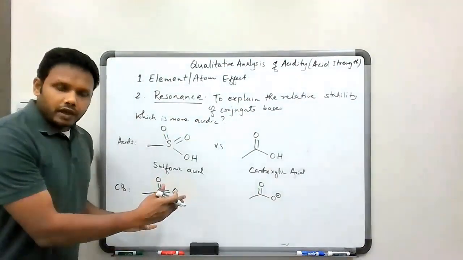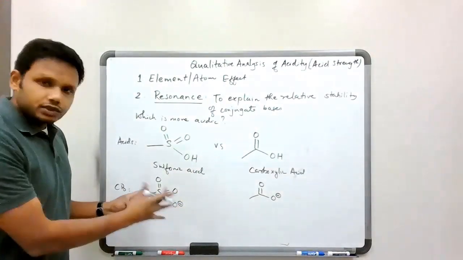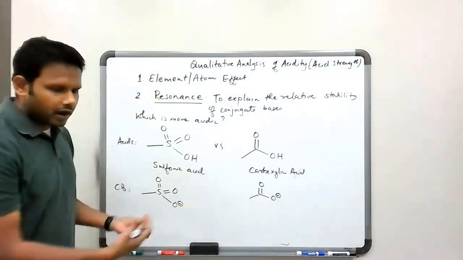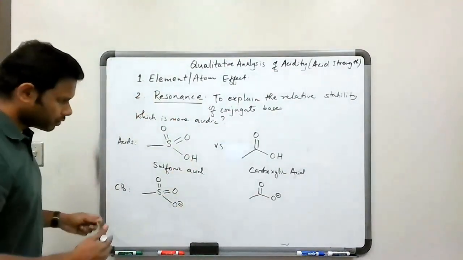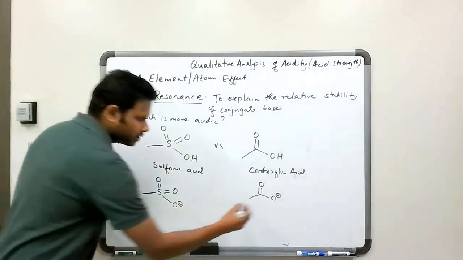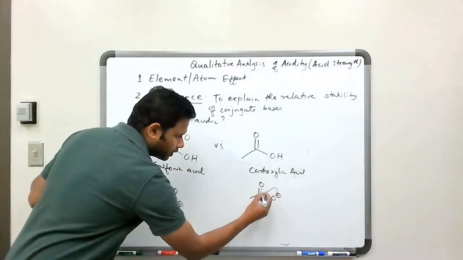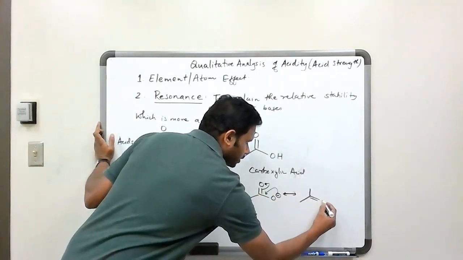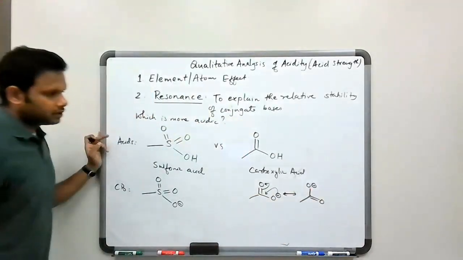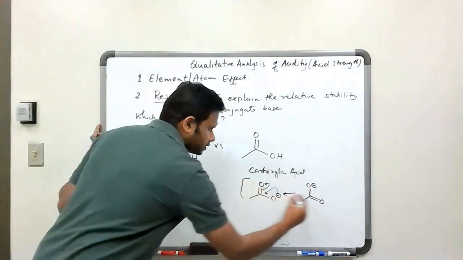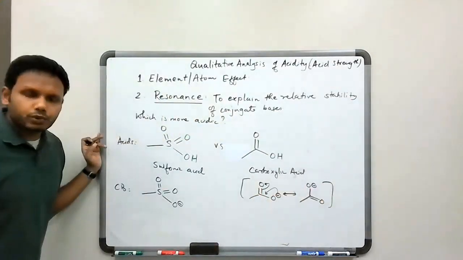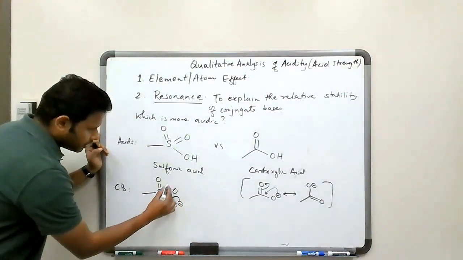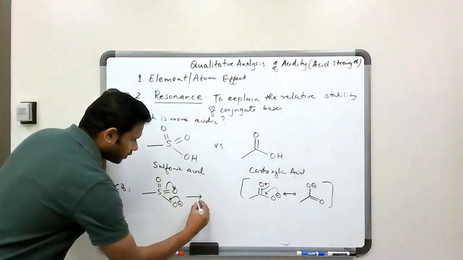Now, whichever one of these two is more stable, the corresponding acid would be the stronger acid. That is how the logic would work here. So if you look at the carboxylic acid, we can draw a resonance form. Notice how these are the only two resonance forms that we can draw here. For the sulfonic acid, we can again draw a resonance form.